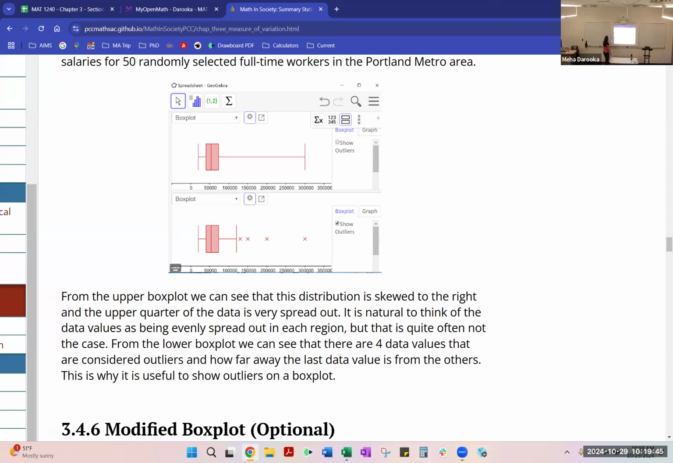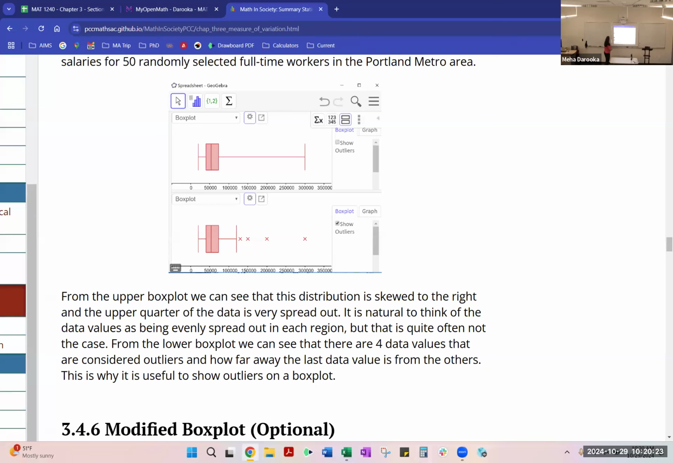It is natural to think that the data values are being evenly spread out in each region, but that is quite often not the case. So this is where the idea of the modified box plot comes in. What if we leave those outliers out of the modified box plot? We mark those with X's to show that they are still part of the data set, but now you can see how different the whisker looks. The box is still pretty similar to the one on the top, but now we're not including all those outliers in there.